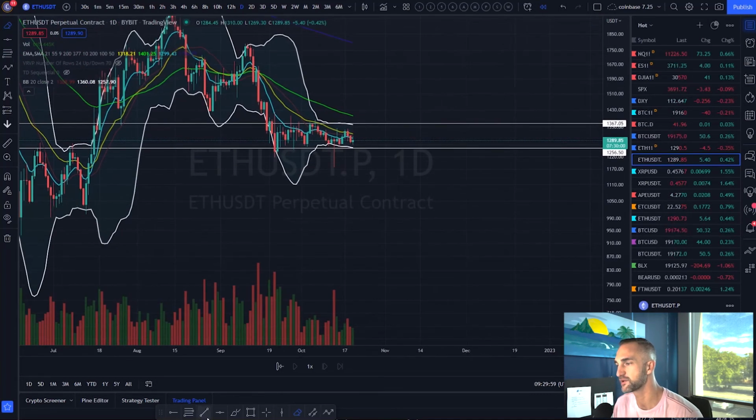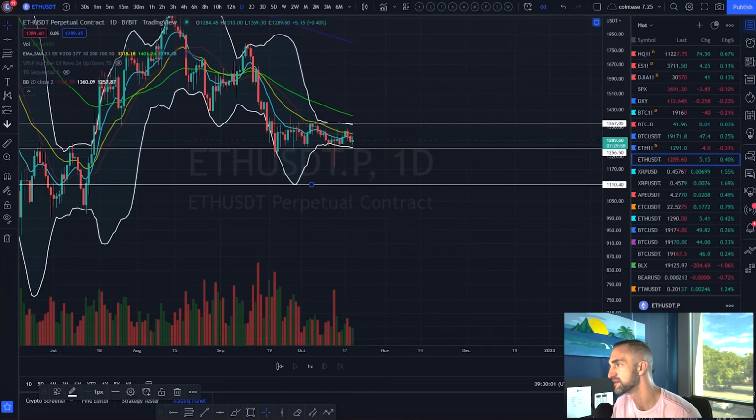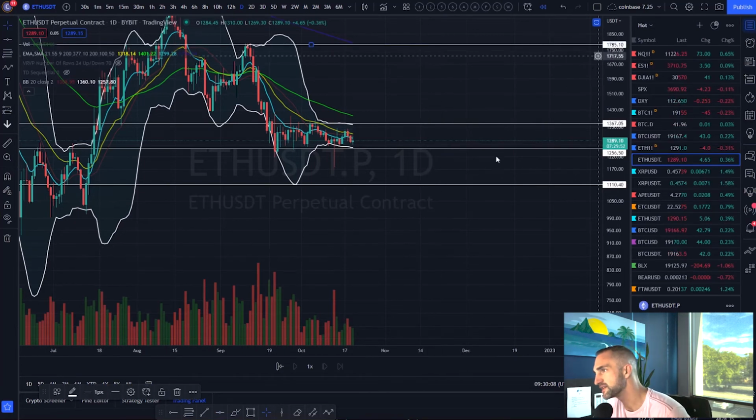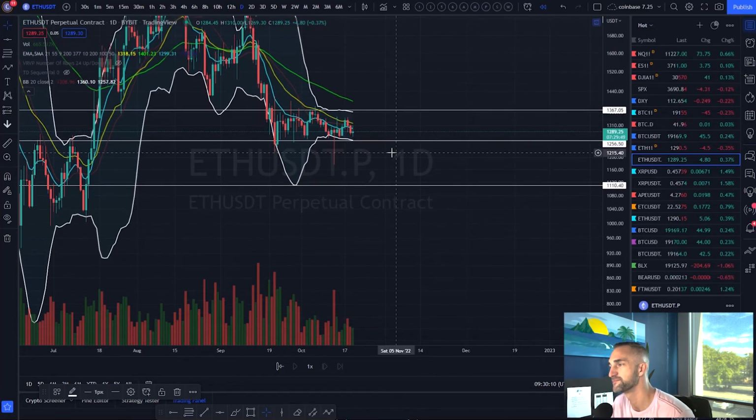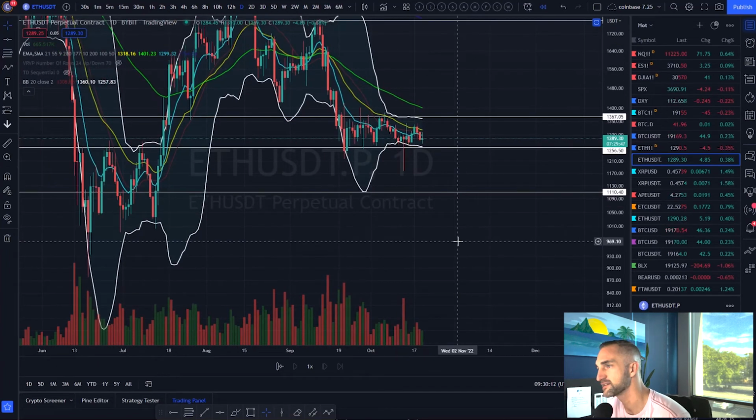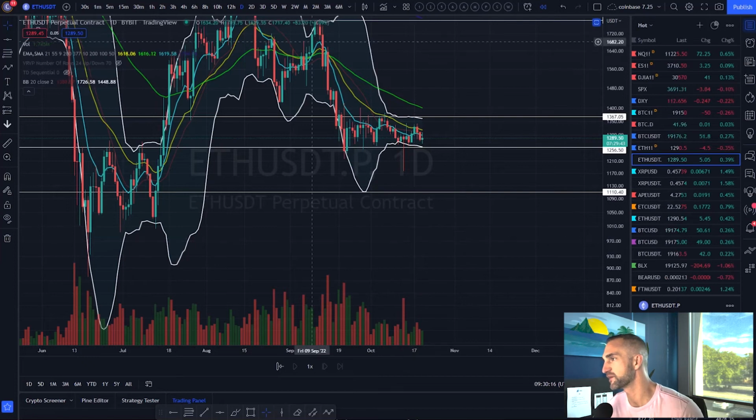What do you think is more likely to happen? We hit 1100 on Ethereum first, or 1785? Interesting. I'd be interested to hear what your guys' thoughts are. I think that's it for Ethereum. So a closure above or below there.